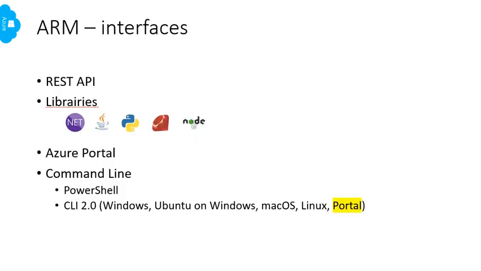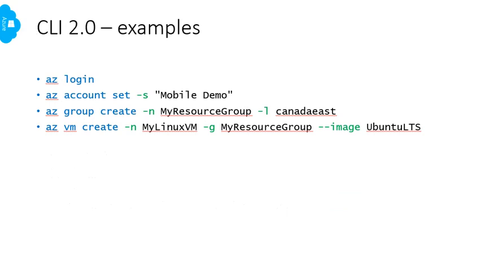Now interface, we can utilize REST APIs, libraries like .NET, Java, Python, Ruby, Node.js. We have the Azure portal, we can use the command line, AZ command, on Windows, CLI, on Ubuntu, Linux, and so on. One of the basic examples I'm just going to cover for you is using CLI version 2.